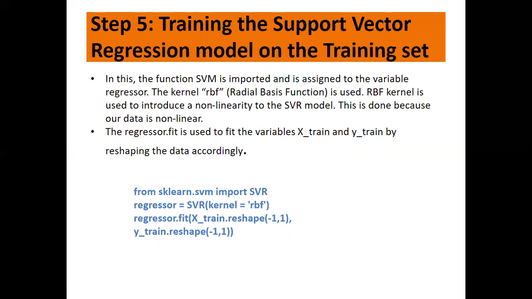Fine. The kernel here, what we are using now, you already know kernel. We already talked about it in the previous lecture. So here we are using the radial basis function kernel. The RBF kernel is used to introduce non-linearity to the SVR model. This is done because our data is non-linear. The regressor fit is used to fit the variables X train and Y train by reshaping the data accordingly. So X train is the value and Y train is the predicted value.